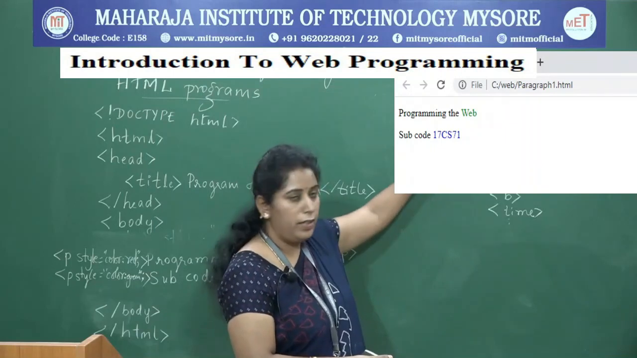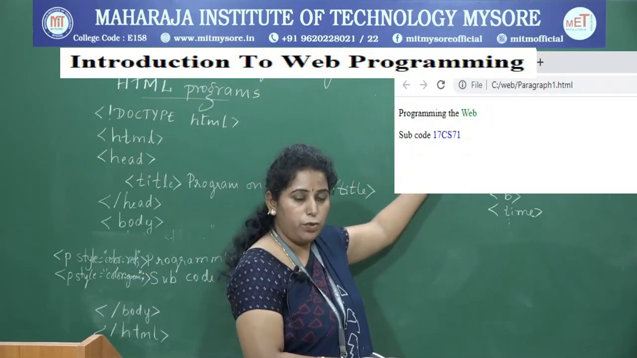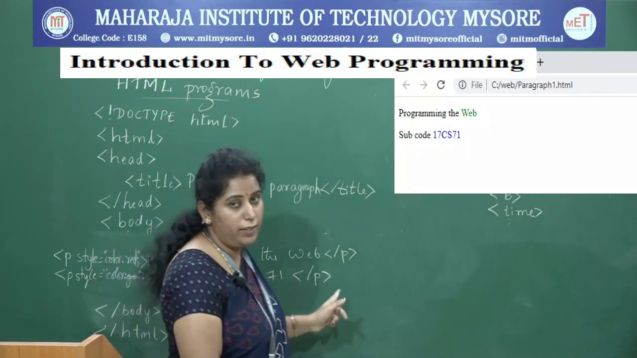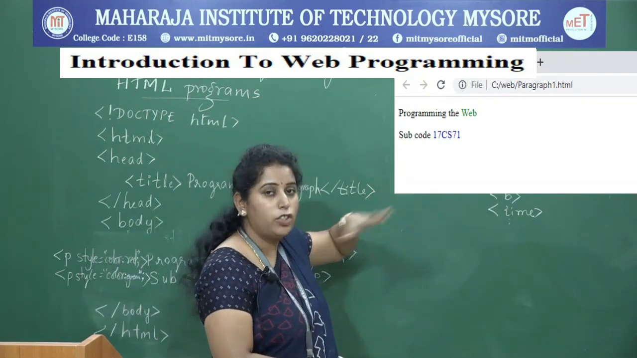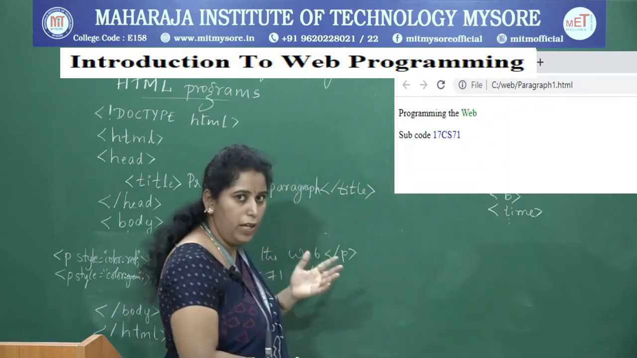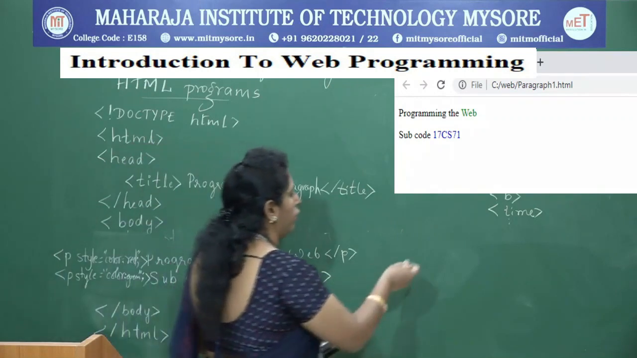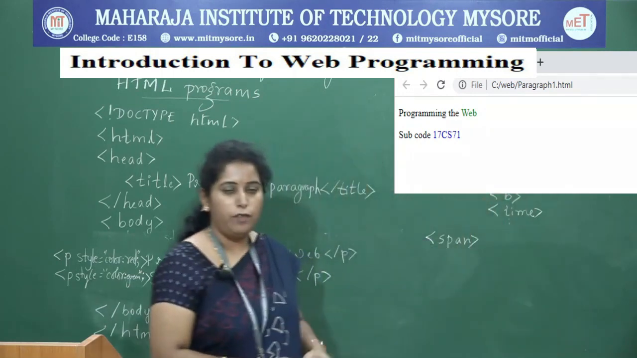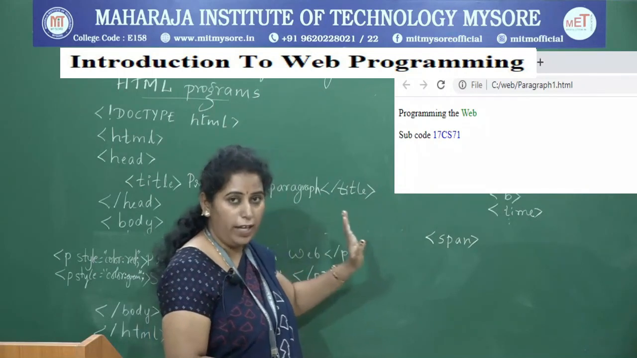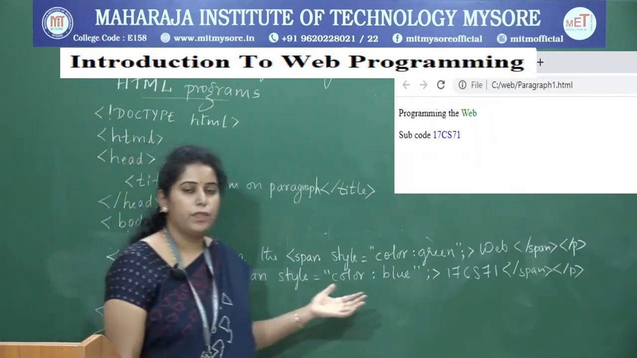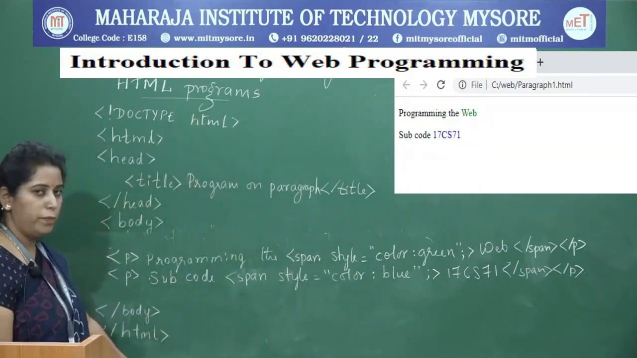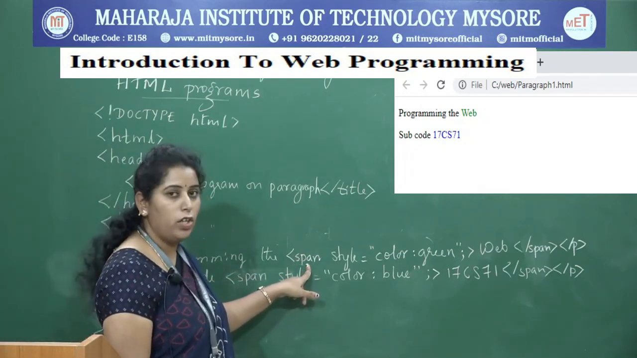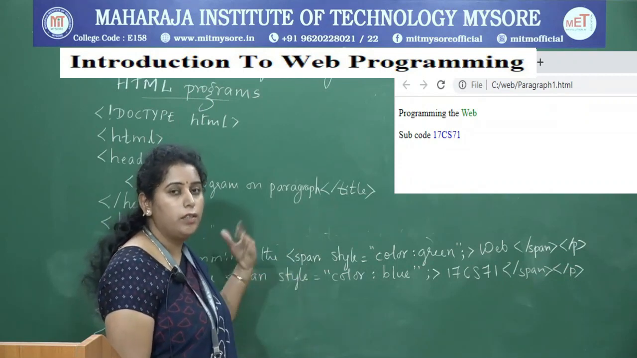Again I repeat, block level elements or tags, whenever you make use of such types of tags, they always start on a new line. So P is a block level tag. Next is the inline element, which does not start on a new line. For example, I am going to introduce one tag called span. Span is an example of an inline element which does not start on a new line. Yes, you can look into this HTML program. I have introduced the span tag. So the span tag is called an inline element, which does not start on a new line.